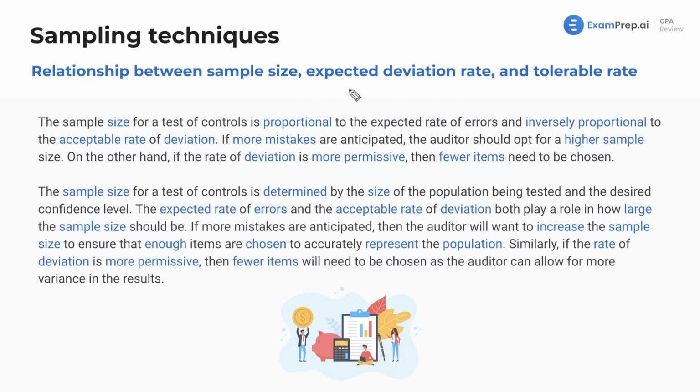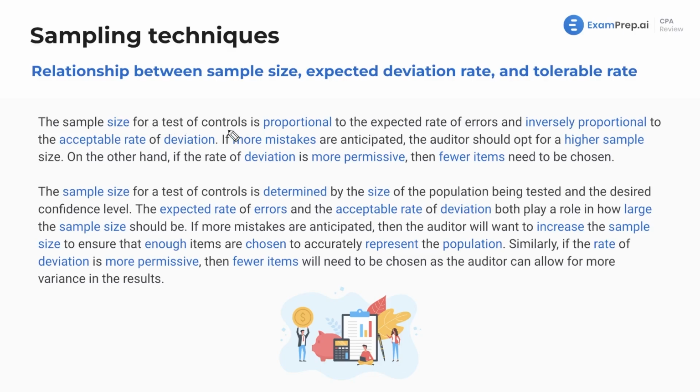It's how much you expect the sample to deviate from the population. And then tolerable rate: what's your tolerable rate of issues, right? Like this could be with materiality, or what's your tolerable rate of mistake? We'll see this time and time again throughout the exam.